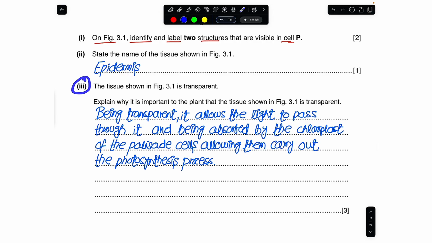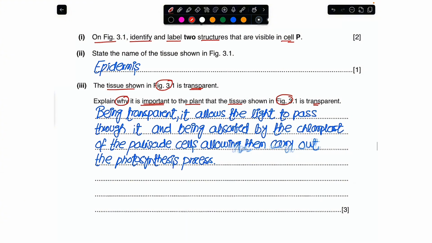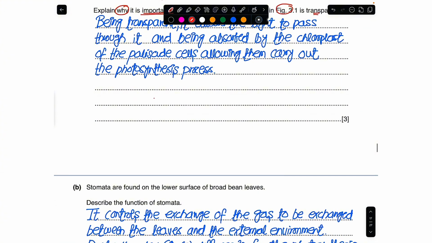Moving to this third part, they say that the tissue shown in figure 3.1 is transparent, and we have to explain why it is important to the plant that the tissue is transparent. Now, if I take you to the leaf structure, we know at the top we have the cuticle. Immediately below that, we have the epidermis, right? And immediately below the cells of the upper epidermis, we have the palisade mesophyll cells.